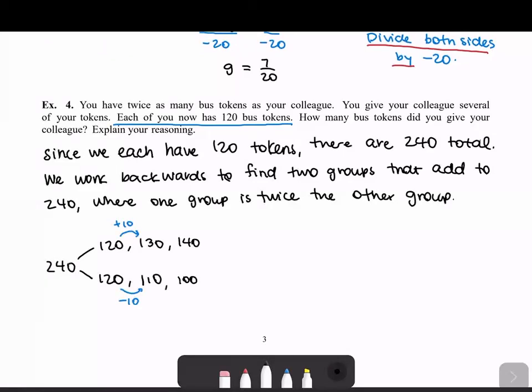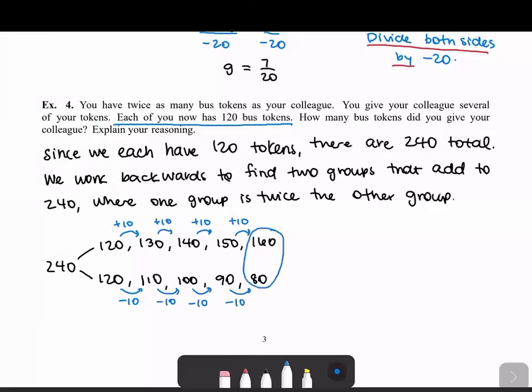And then 100 times 2 is 200, so this still isn't quite right. So we can go to 150 and 90. 90 times 2 is 180, so it's still not quite right. Then we can go to 160 and 80. And 80 times 2 is 160. So these two groups have the property that 160 plus 80 is 240, and 80 times 2 is 160. So these groups satisfy the properties that we want.